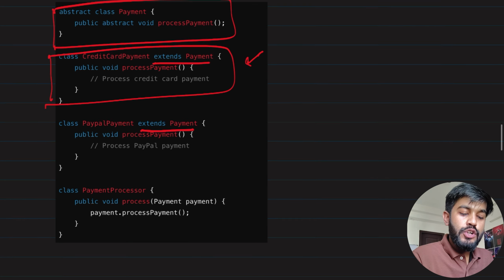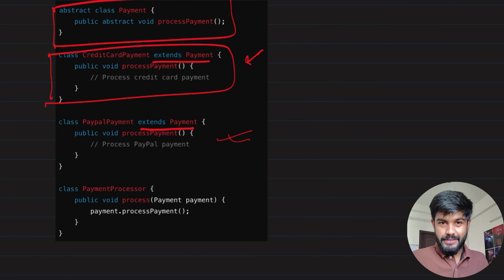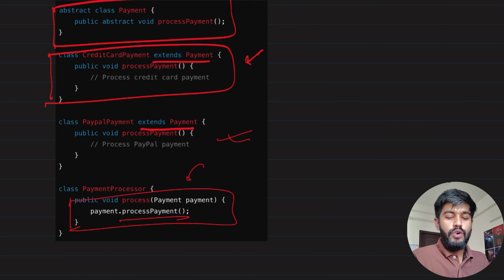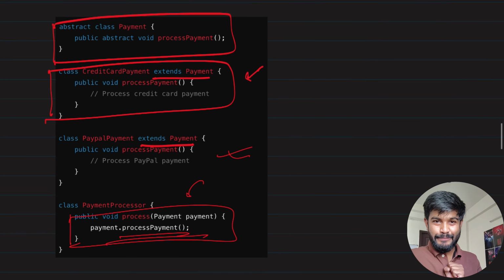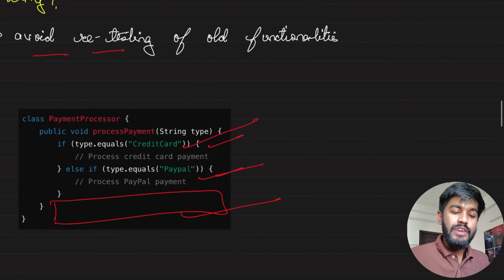PayPal payment. So let's say tomorrow a new type of payment comes up, then a new class appears. We have a payment processor which would just accept and call the process payment. So this facilitates this. One very important thing, that is why I have written this over here.